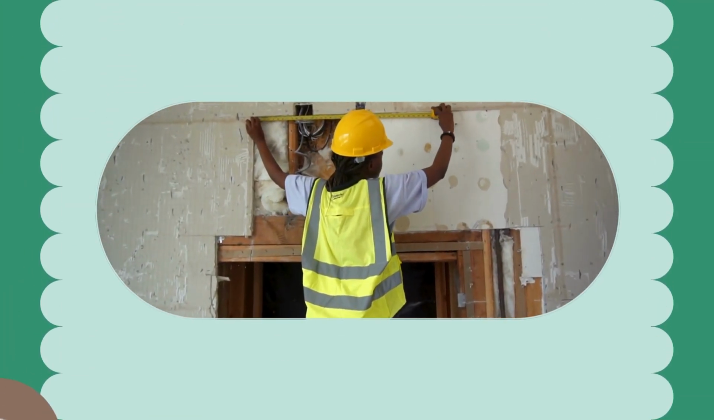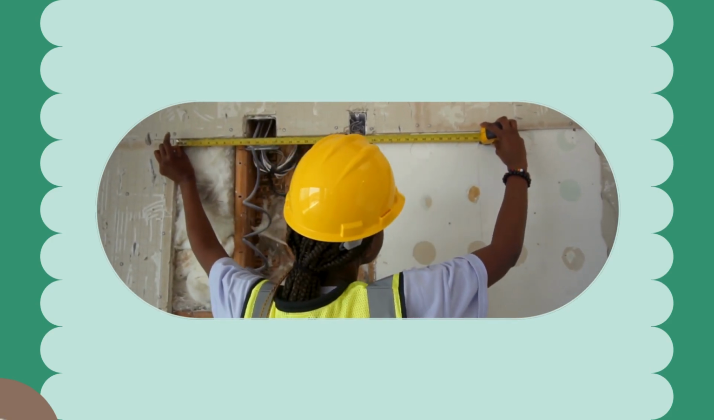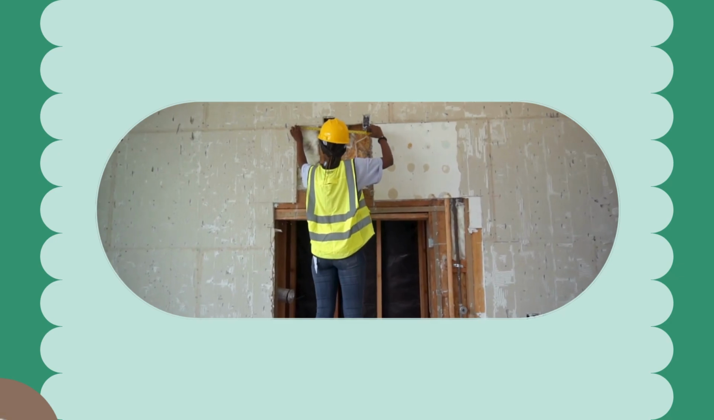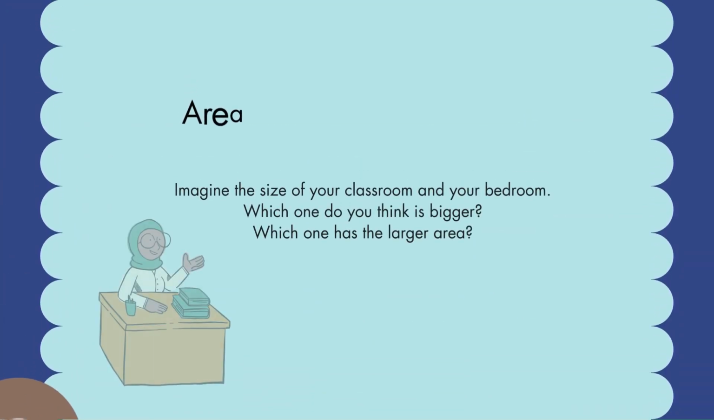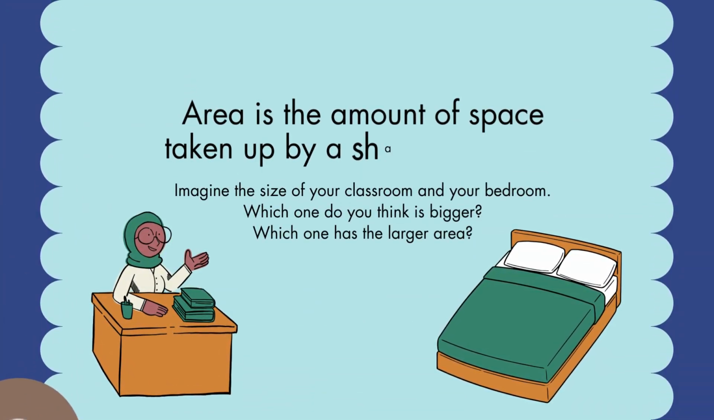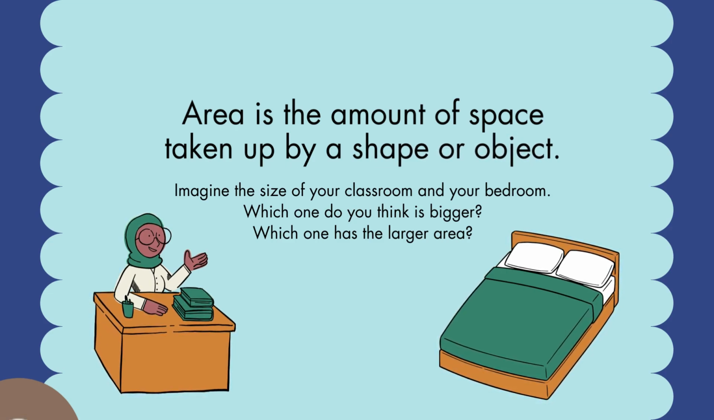And measurement is a really important skill, a really important thing that we practice and that we use in lots of different areas. For example, construction. Area is really the amount of flat space that something takes up. And different things will have a different area or take up different amounts of space.